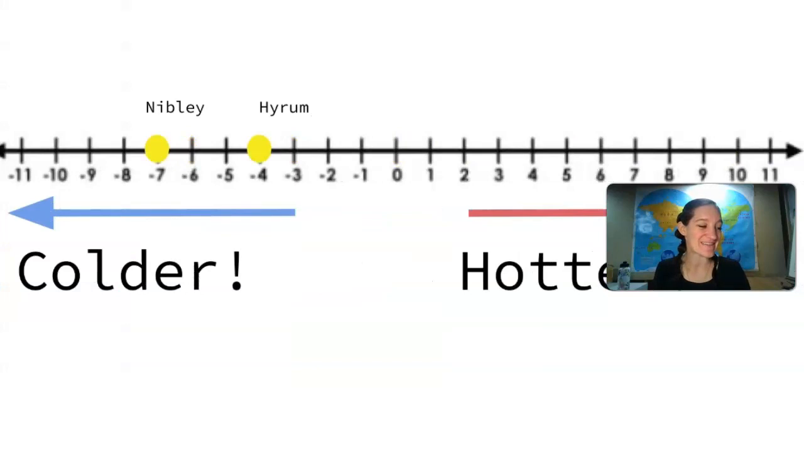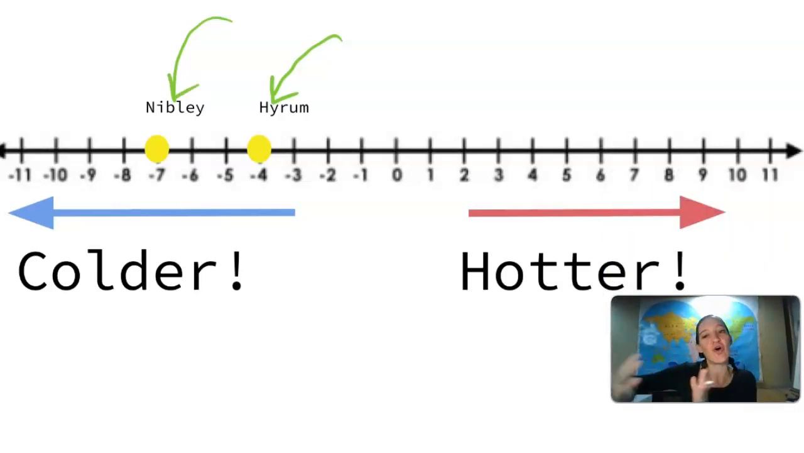Why? Because here's -4 degrees. Here is -7 degrees. -7 degrees is actually colder than -4 degrees. If we're talking about temperature, the further to the left we get, or the further down we get, the further away from zero we get, the more cold it is. The more negative it is, the colder it is. So that's your first example of comparing integers.